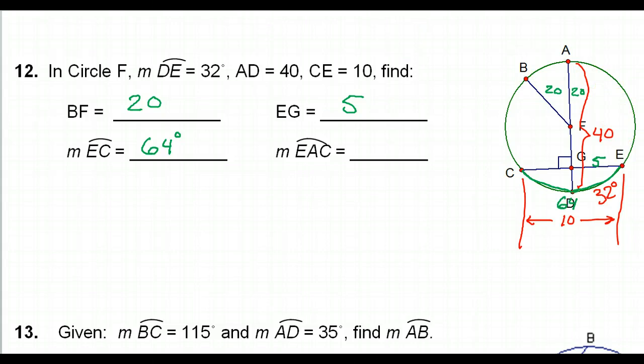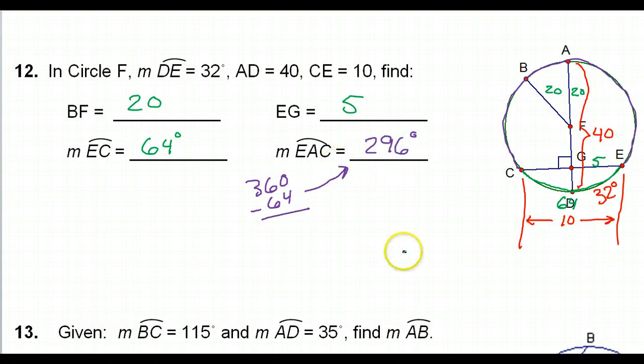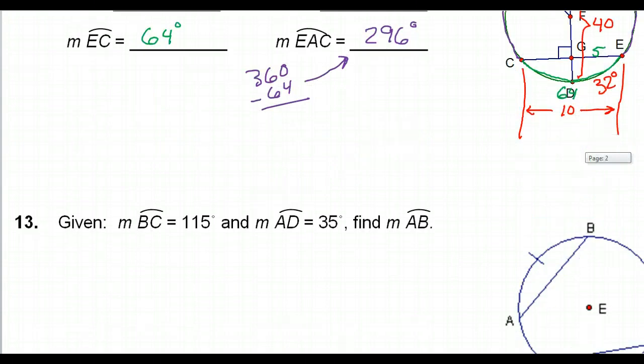EAC is the major arc that goes the long way around the circle like this. This is arc EAC that I just drew in purple. Well, that's everything except for the 64. So if we do 360 minus 64, then that should give us EAC. So that should be 296 degrees. So that's it for number 12. Let's take a look at number 13.